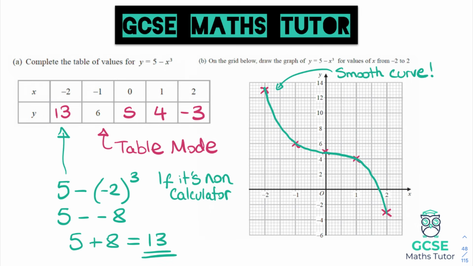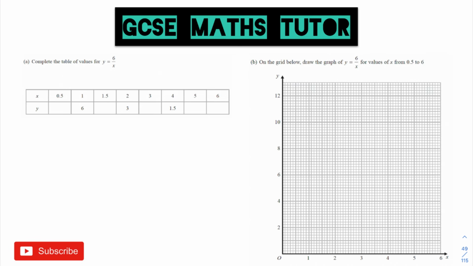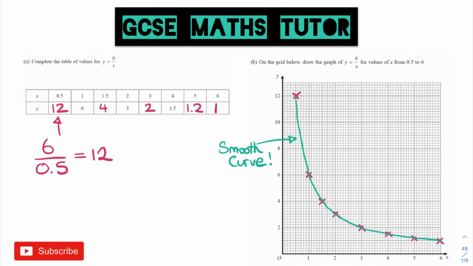If it's non-calculator, be very careful with your substitution. For a reciprocal graph, you are going to have sometimes some quite nasty divisions to do, but the majority of the time they're relatively easy to figure out. Just substitute those x values into the equation and get them all in as best as you can. Again, plot the points very carefully and we would join it up with a nice smooth curve, and this is what our reciprocal graph looks like.